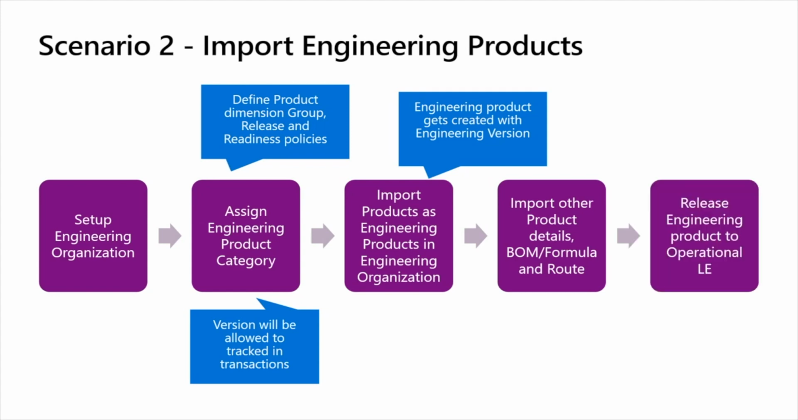Once all the product details are imported and the engineering product is ready with all the details, it will then be released to the operational legal entity to perform any sales, purchase, or inventory transactions. So this is what the high-level process looks like if you are trying to implement the engineering change management module as a new implementation, or if you're planning to bring products from other systems into Dynamics 365 SCM using engineering change management. Now, let's drill down and go through some of the data entities available out of the box to help with data import of the engineering product.